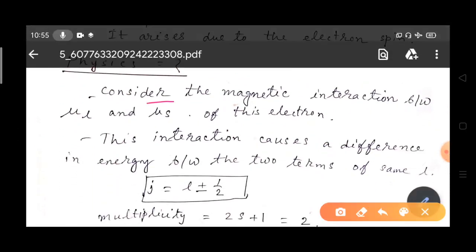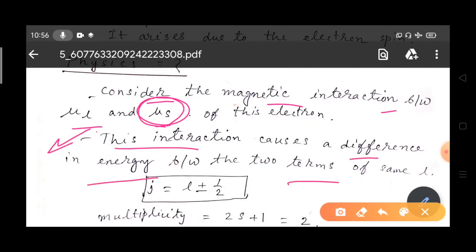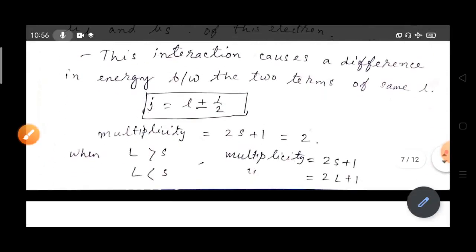Consider the magnetic interaction between mu L and mu S, where mu L is the magnetic moment due to the orbital motion of the electron, and mu S is the magnetic moment due to the spin motion of the electron. This interaction causes a difference in energy level between the two terms of the same L value, that is J equals L plus or minus half.